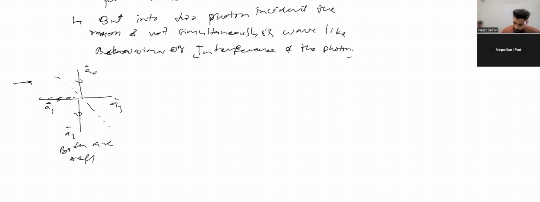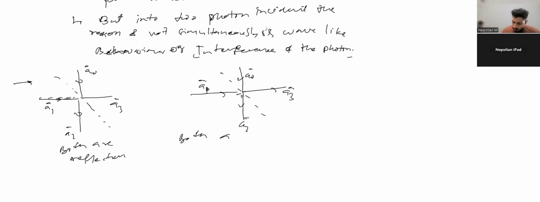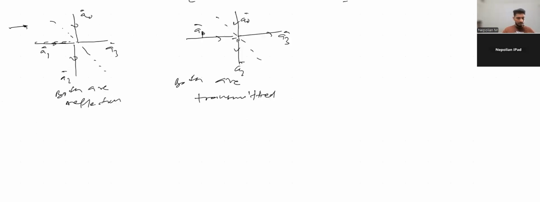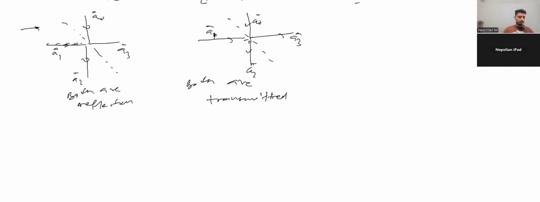Here, this is the beam splitter. Let's assume A1 is coming and it is going to A3, A0 is coming and it is going to A2. Means both are transmitted. But these are indistinguishable states, so we cannot tell the difference between these states.